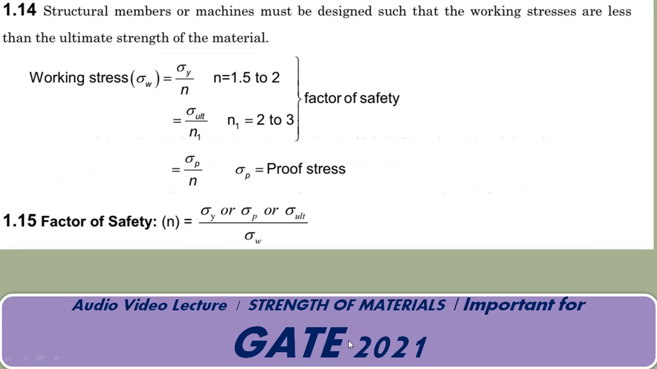Structural members or machines must be designed such that the working stresses are less than the ultimate strength of the material. So working stress sigma W is equal to sigma Y divided by N, where N is 1.5 to 2, or sigma ultimate divided by N, where N is 2 to 3. These are the factors of safety; N is the factor of safety. Sigma P divided by N is the proof stress divided by N. Factor of safety N is equal to sigma Y or sigma P or sigma ultimate divided by sigma W. Sigma W is the working stress; sigma Y, sigma P and sigma ultimate are the yield stress, proof stress and ultimate stress.